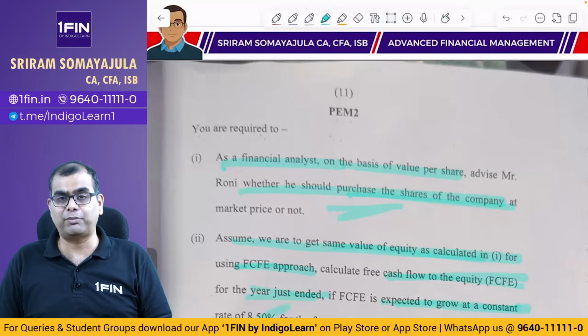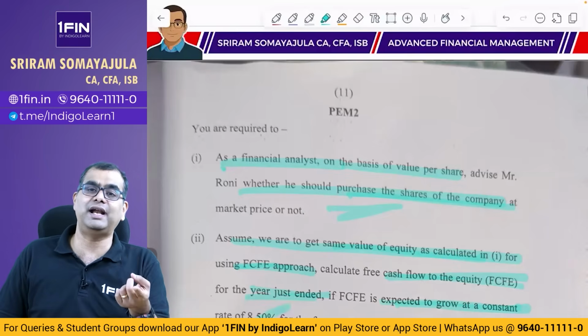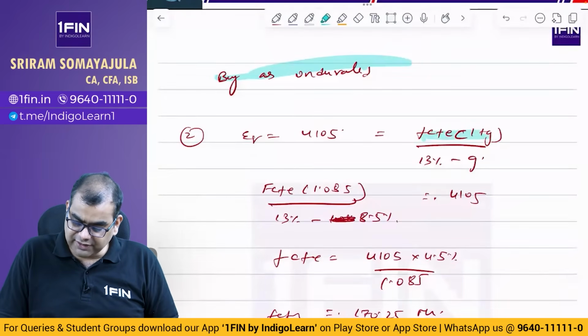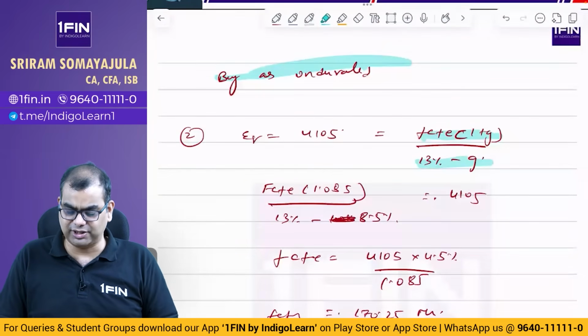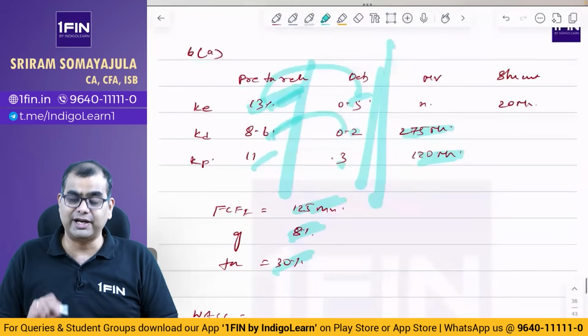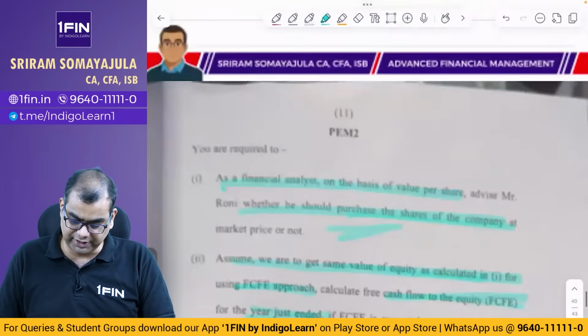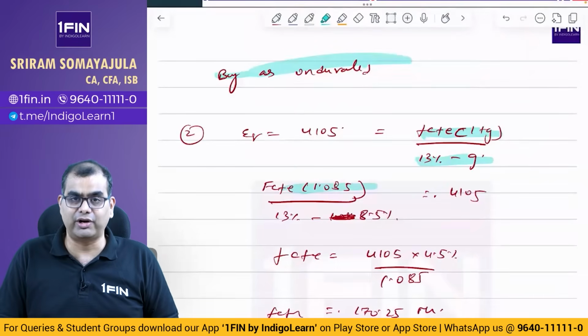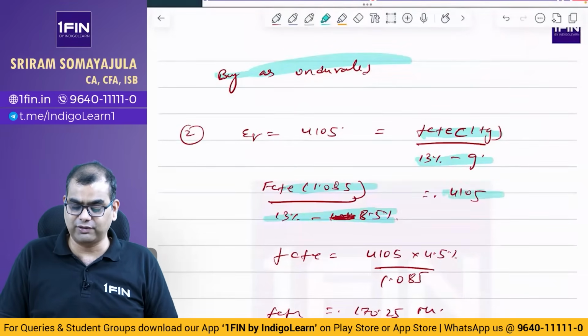Growth rate they've given as 8.5. What is FCFE 1 and what is FCFE? So basically, FCFE into 1 plus G by 13 minus G. What is the 13? 13 is cost of capital of equity. And G they've given as 8.5%. So FCFE into 1.085 divided by 13 minus 8.5 is 4105.